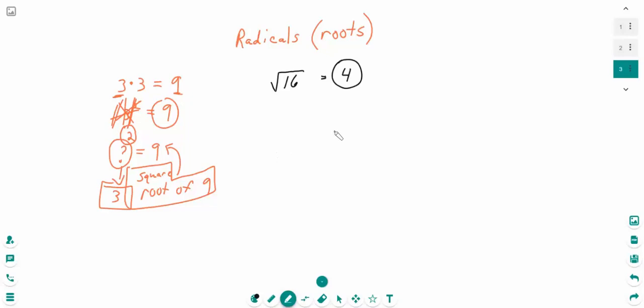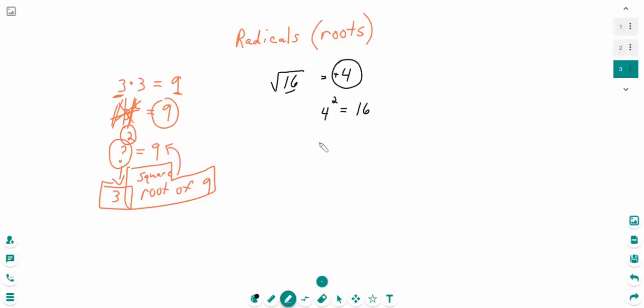Okay, we have to be careful with this, though, because let's think about that. That is true. This is actually a positive 4, and that is the square root of 16. How do I know? Well, if I wanted to check it, I could take the 4, square it, and lo and behold, I get 16, which is what we were looking for. So positive 4 is definitely a square root of 16.